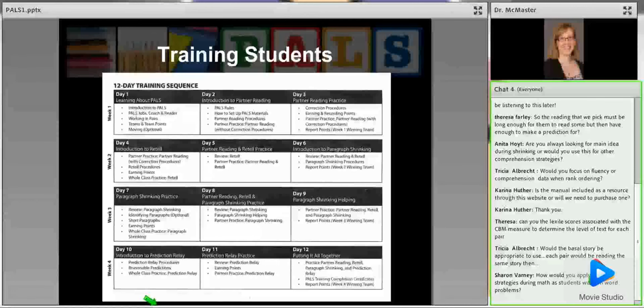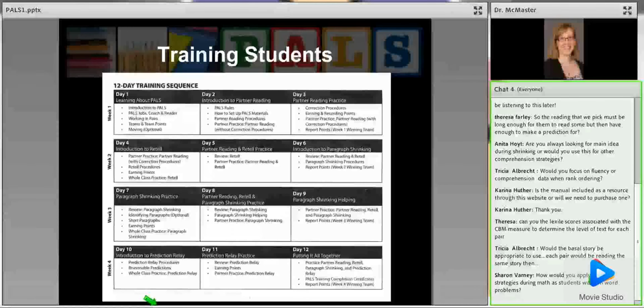That's a good question. I think at a minimum you could use the partner reading approach, and there's probably a way to tweak the paragraph shrinking for kids to glean the keywords and things that they're looking for in solving math problems.